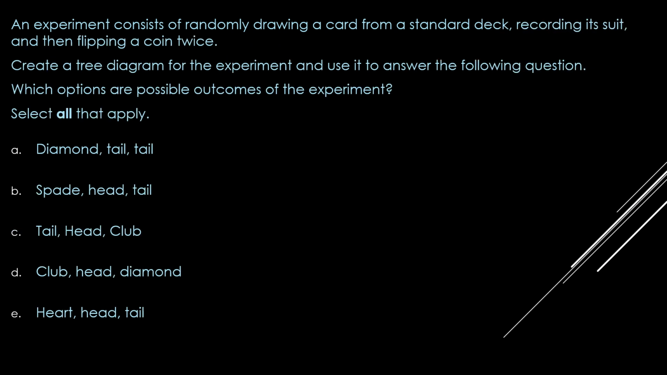An experiment consists of randomly drawing a card from a standard deck, recording its suit, and then flipping a coin twice. Create a tree diagram for the experiment and use it to answer the following questions. What options are possible outcomes for this experiment? Now, I don't necessarily need to create a tree diagram here because I can visualize what's happening. I'm picking a card first, then I'm flipping a coin, and then I am flipping a coin again.